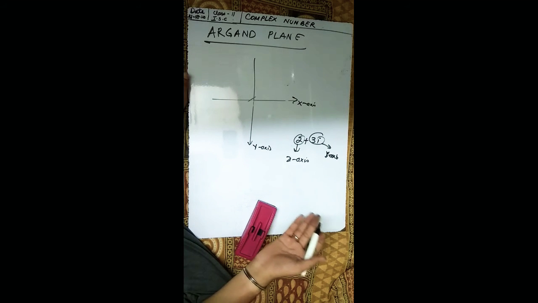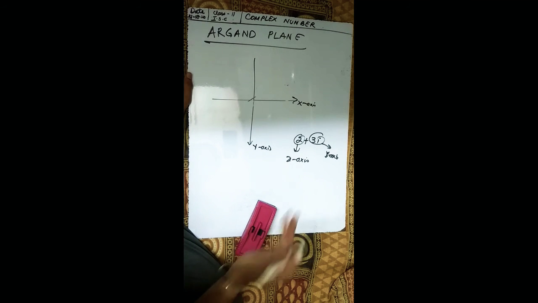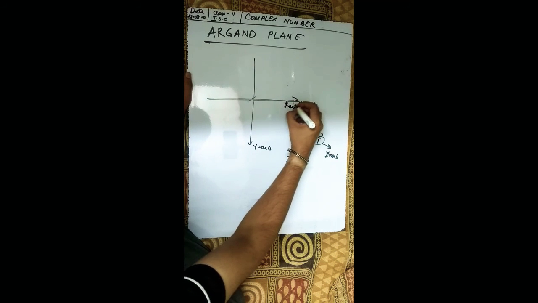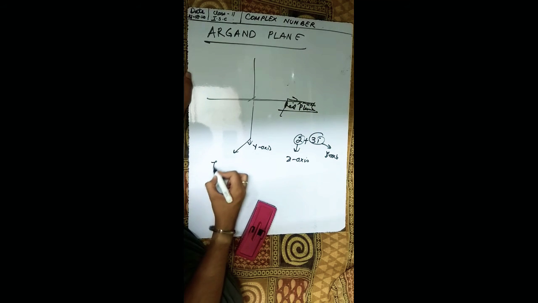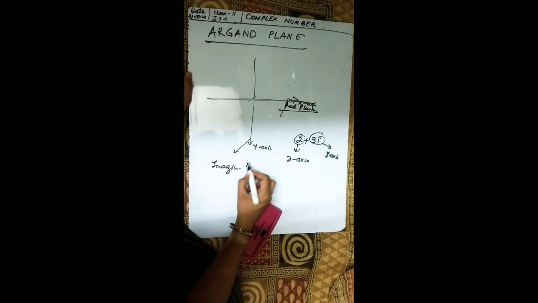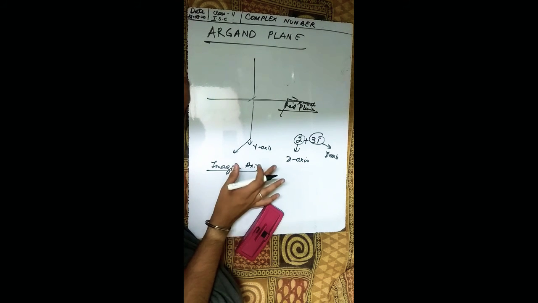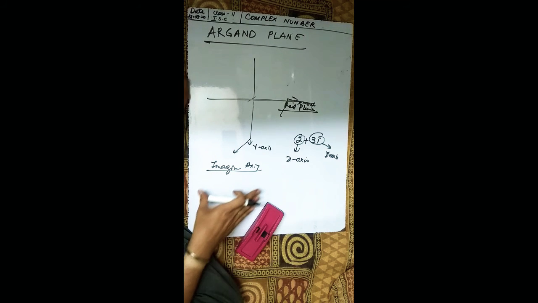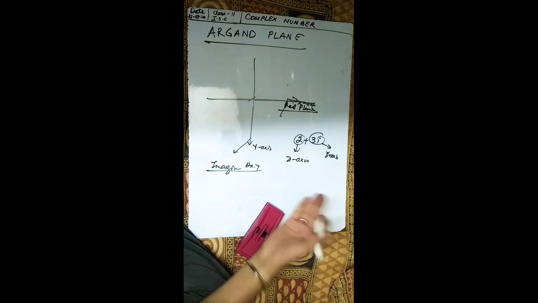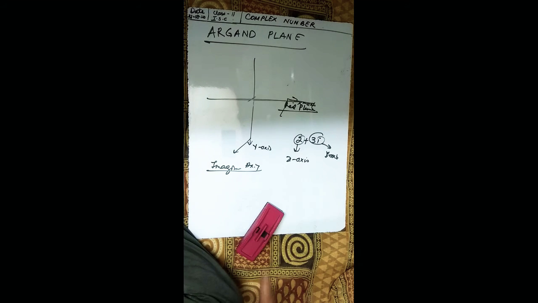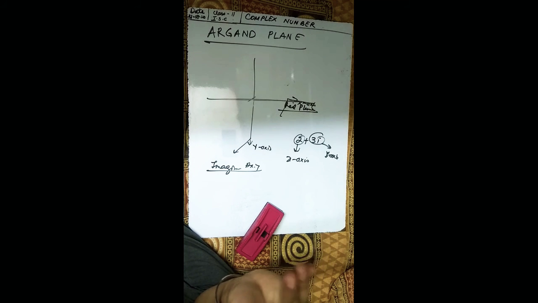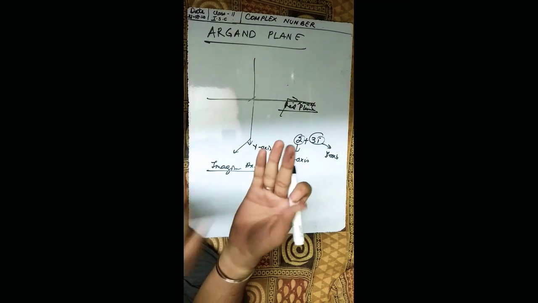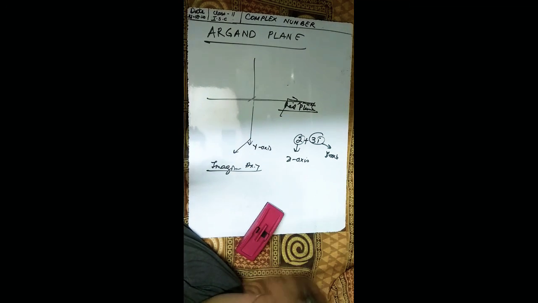Basically, I just want you to understand one thing: the x-axis is the real axis, and the y-axis is called the imaginary axis. The only difference you need to understand is that the y-axis becomes the imaginary axis and the x-axis becomes the real axis. Whatever you have studied in coordinate geometry regarding the distance formula, section formula, and all those concepts, they are like a copy paste here.